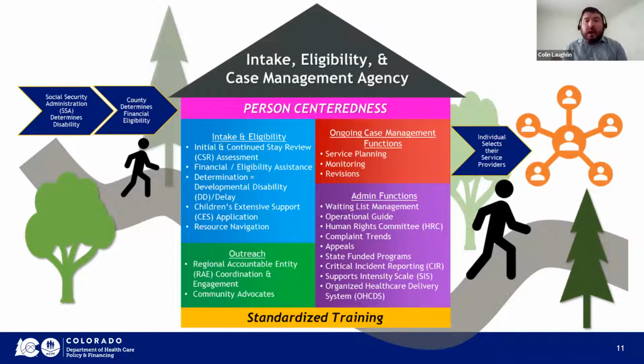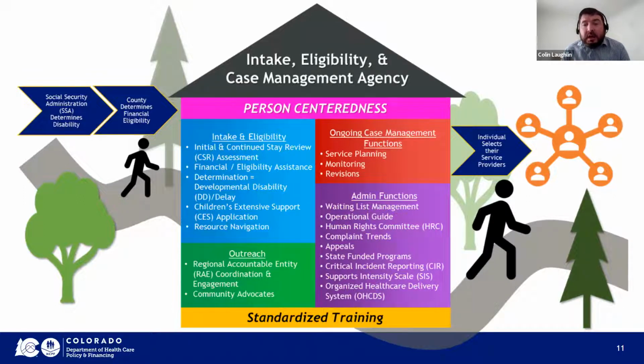There has to be a very high bar there that speaks to person-centeredness throughout. It also includes intake and eligibility, outreach, so working with different organizations, different community advocates, community nonprofits, for example. It also has ongoing case management functionality, so the service planning, the monitoring, making sure if someone's situation or needs change that there are revisions there.